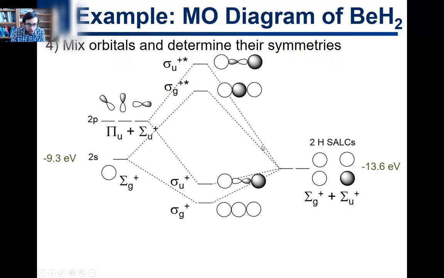What is the symmetry of those? Again, if you transform these, it's going to be sigma u plus. And the only way to show that for sure is to do the same logic that we just did, going through how it transforms, okay?